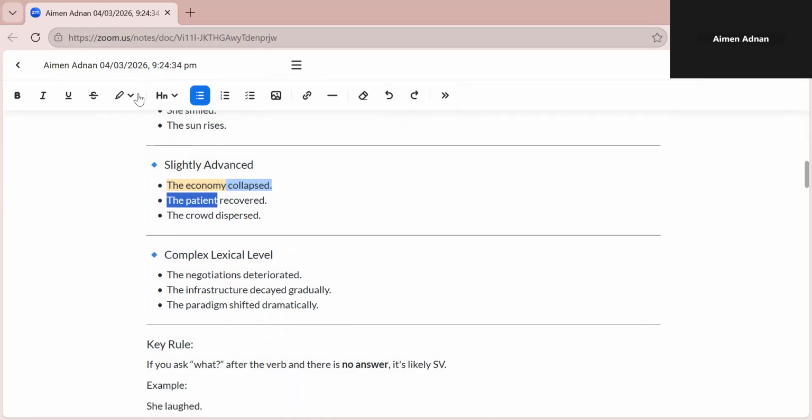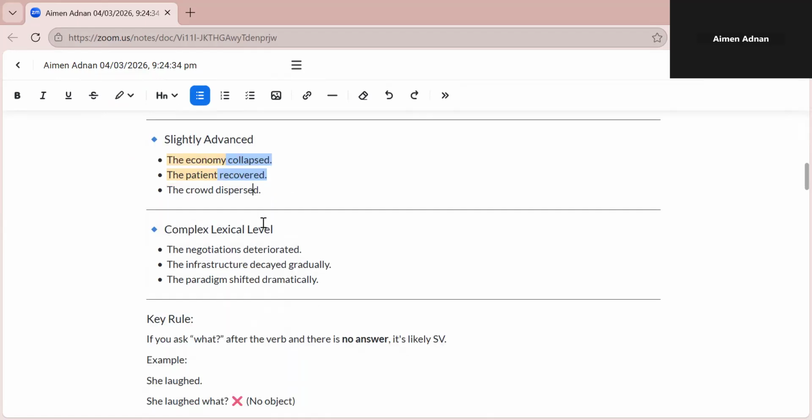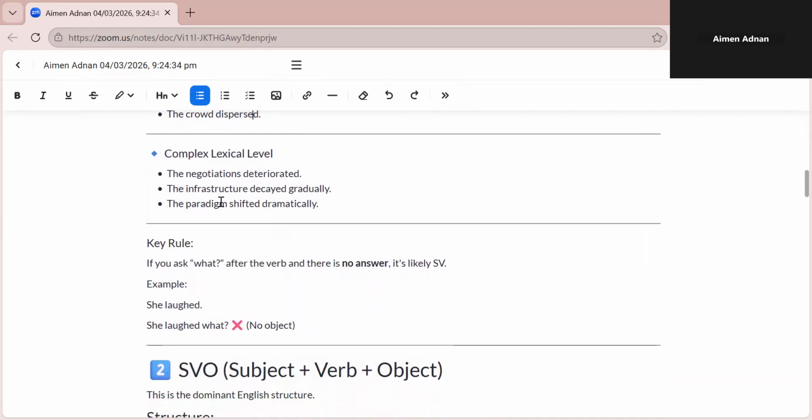The next is the patient recovered. So the patient is the subject, while recovered is the verb in the sentence. And similarly, the third one is the crowd dispersed. The crowd is the subject, while dispersed is the verb in the sentence.